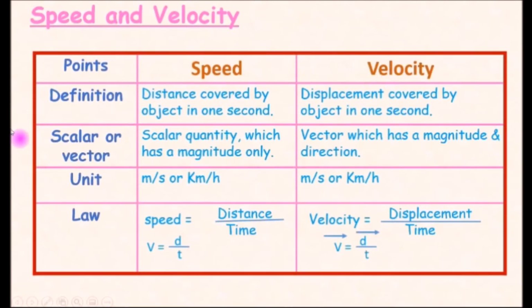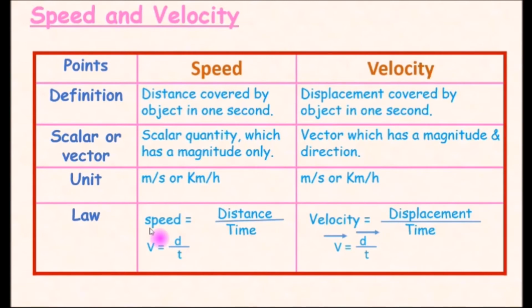Speed and velocity. The definition of speed is the distance covered by an object in 1 second, while velocity is the displacement covered by an object in 1 second. Both of them are similar, but in speed we use distance, and in velocity we use displacement. Speed is a scalar physical quantity which has magnitude only, while velocity is a vector quantity, which has magnitude and direction. The unit of speed is meter per second or kilometer per hour, and also it is meter per second or kilometer per hour in case of velocity.